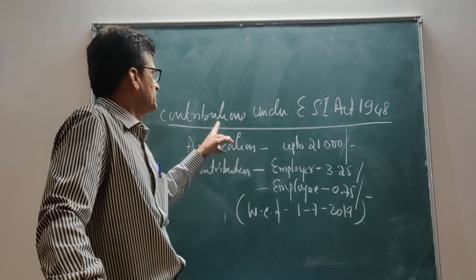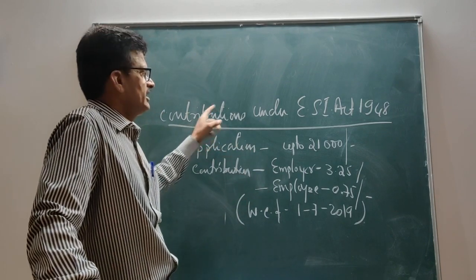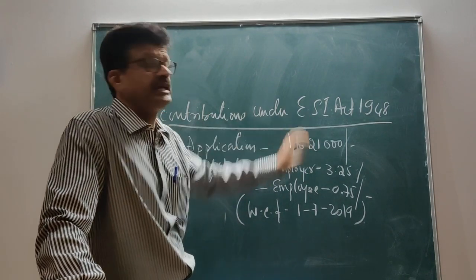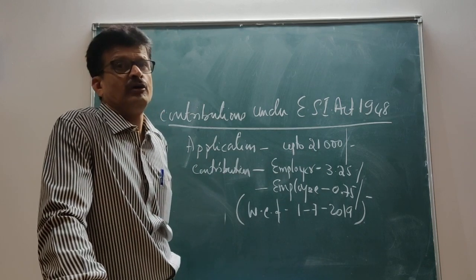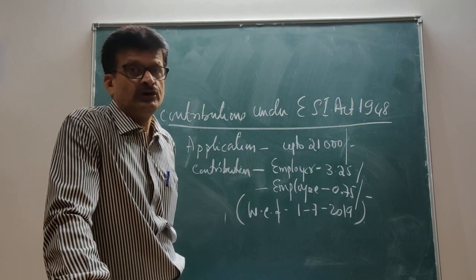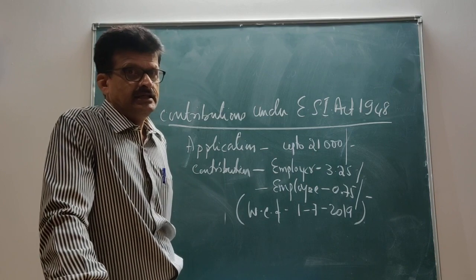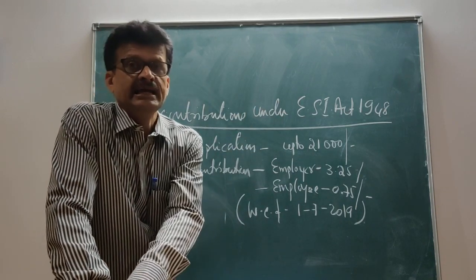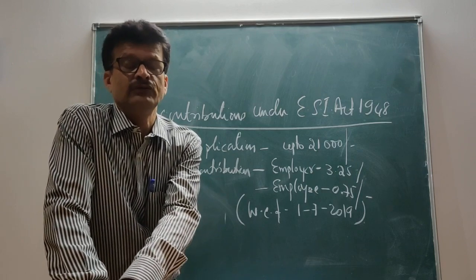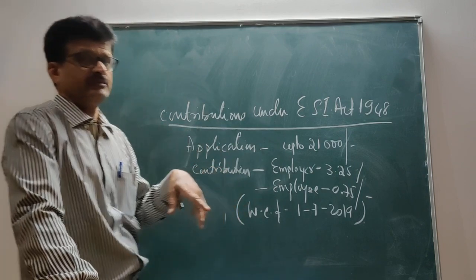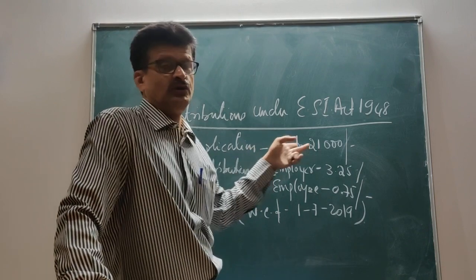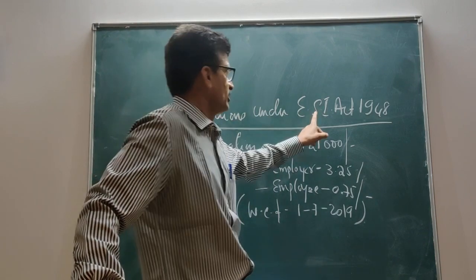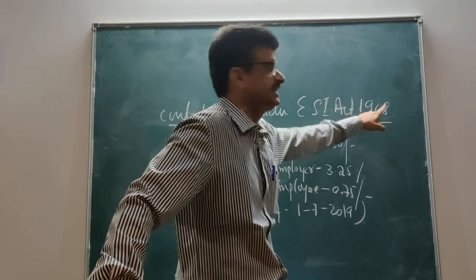In the course of my discussion with reference to the contributions under the ESI Act, that is part of Unit 4 of Labour Law 1. That is the second part of Unit 4. The first part is the ECA, Employees Compensation Act 1923, and the second enactment in Unit 4 is the Employees State Insurance Act 1948.